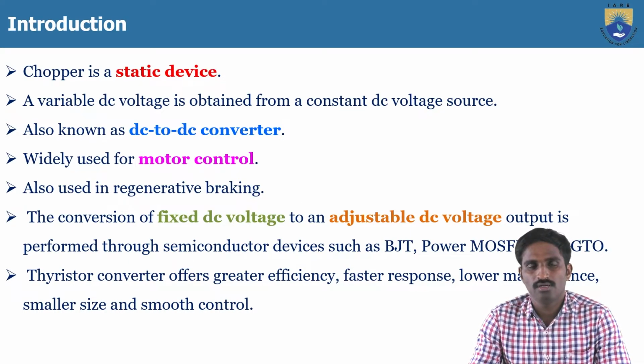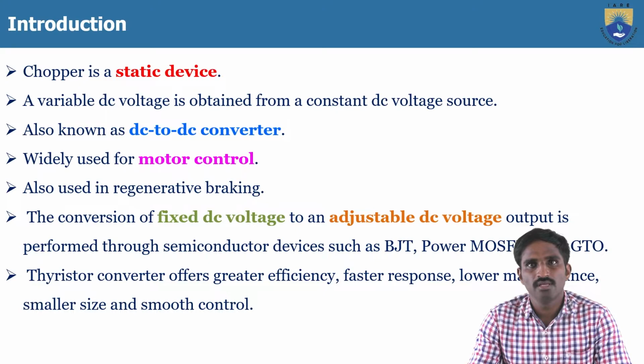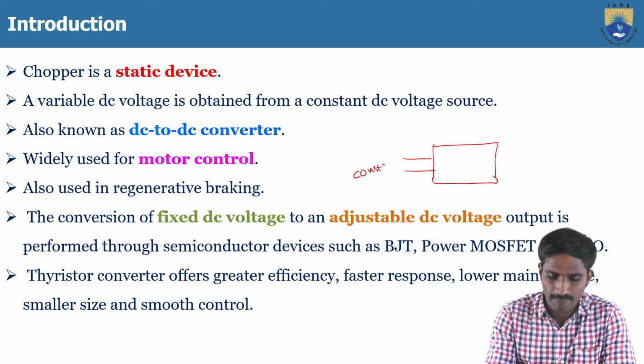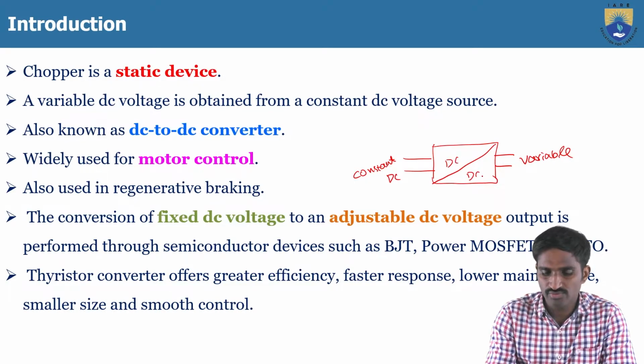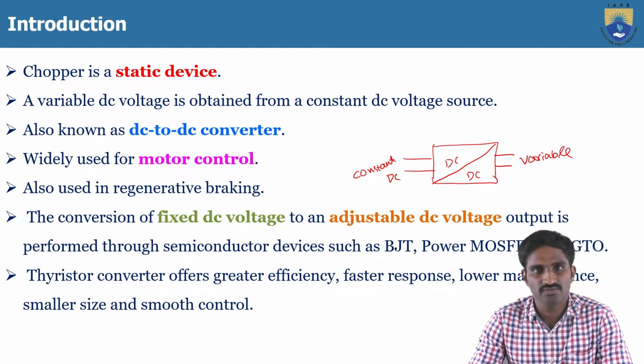Of course, all power electronic converters are static devices only. The chopper is also known as a DC to DC converter because the input is DC and the output is DC. Then what is the need of converting DC to DC again? Because here the input is a constant DC and the output is a variable DC. This is also called a chopper. The function of the chopper is to convert fixed DC to variable DC. That is the main function of the chopper.